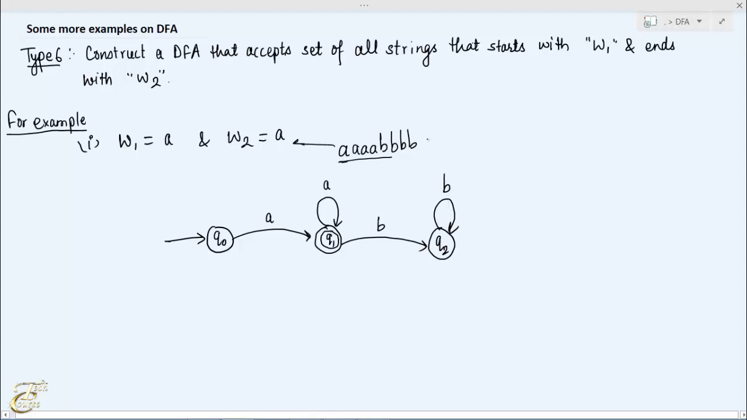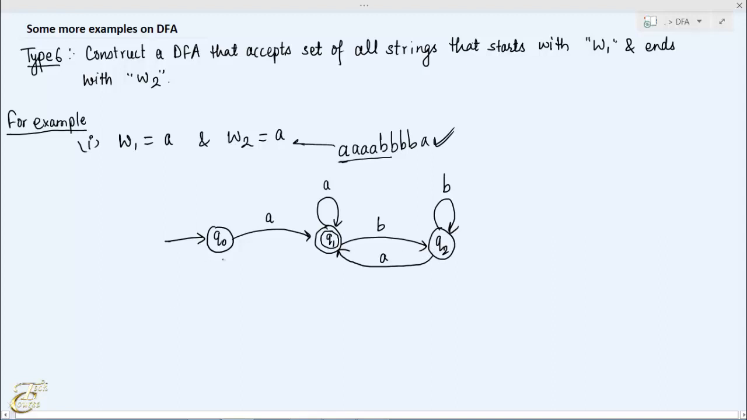And there is a possibility of occurrence of A after these B's. So if A occurs after this B, that means if A occurs in the Q2 state, then we have to accept that string. So we switch to the state Q1 on encountering the symbol A from Q2.